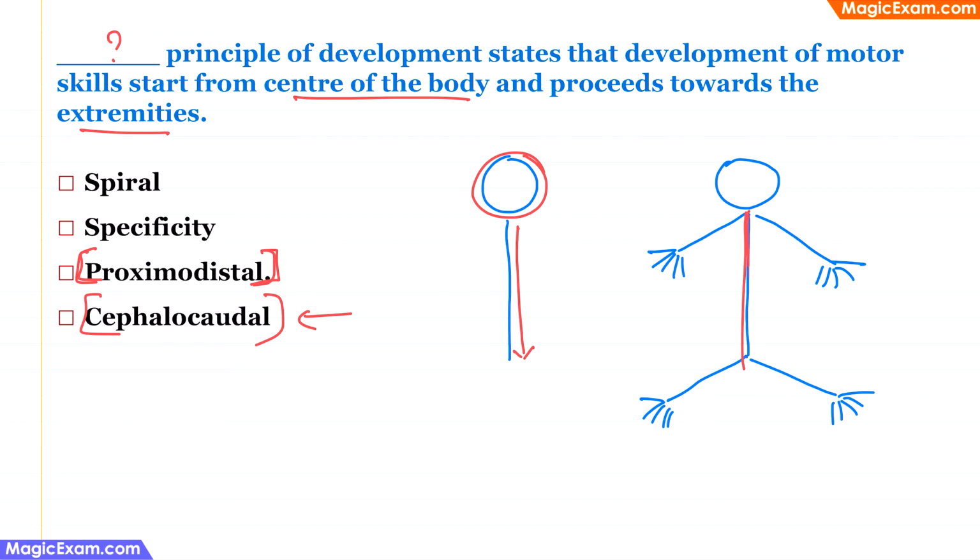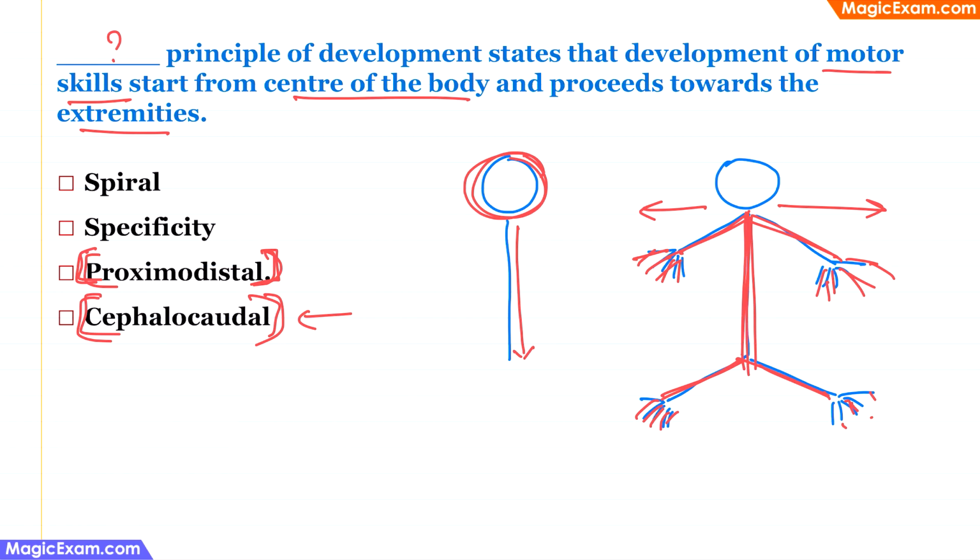That is, the spine develops first and then the limbs will develop and then the fingers or the toes will develop. Therefore, the motor skills start from the spine and then the child can move his or her hands and legs. Only then the child will be able to control and move the fingers and toes. Therefore, proximodistal says development happens from the inside towards the outside, and cephalocaudal says development starts from the head or the brain and goes down towards the other parts of the body.